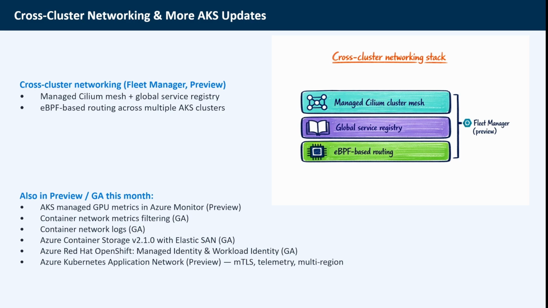And Azure Kubernetes Application Network is also in preview, and it's easy to misunderstand this. Basically, it gives me mTLS, app-aware authentication policies, traffic telemetry, and even multi-region connectivity. But it's not a full service mesh, it's more like an app-first policy-driven networking without the full overhead.